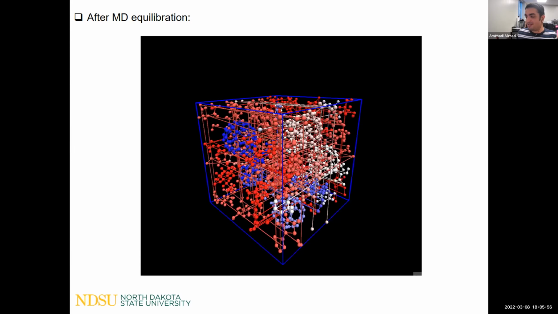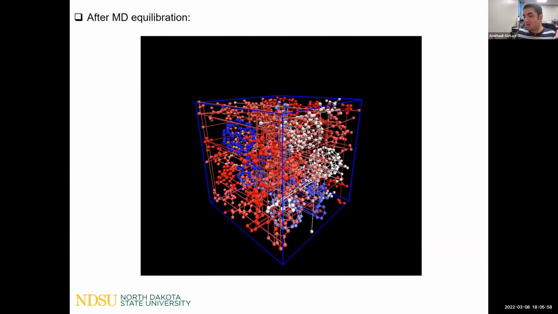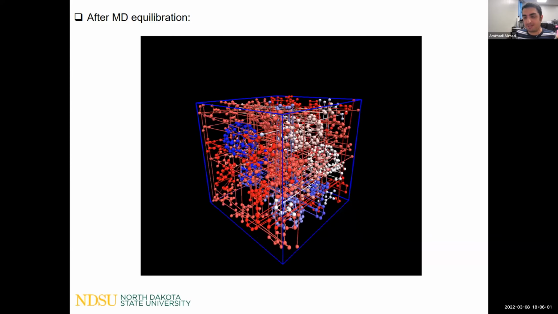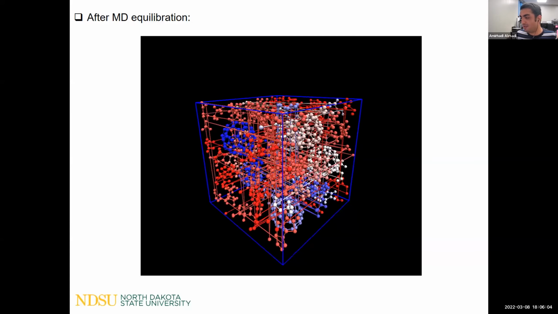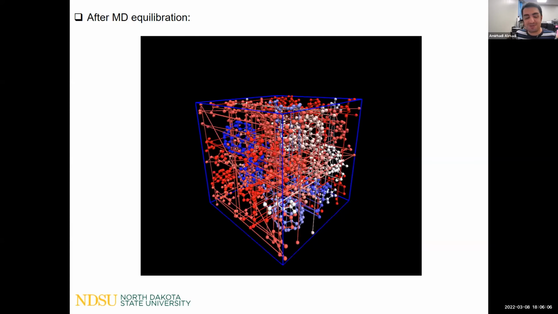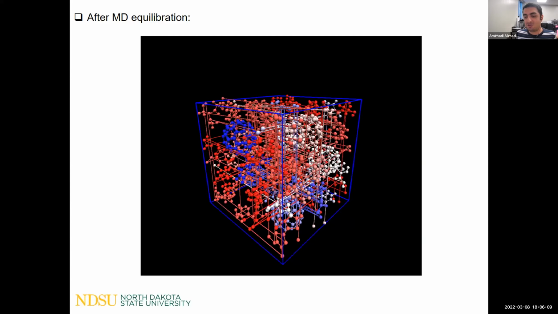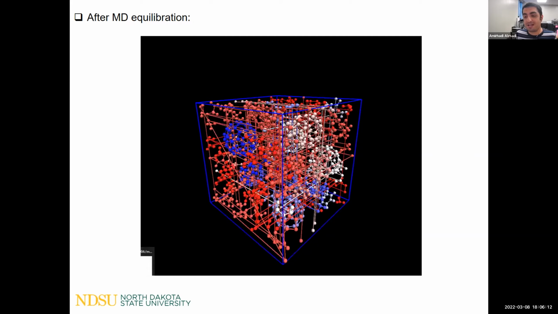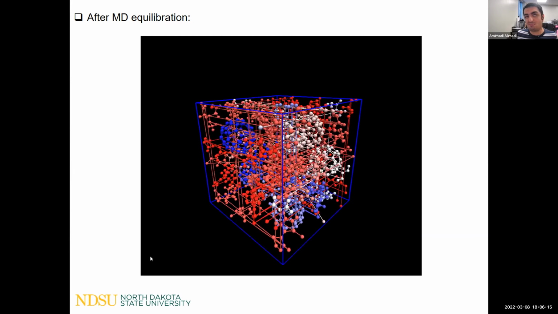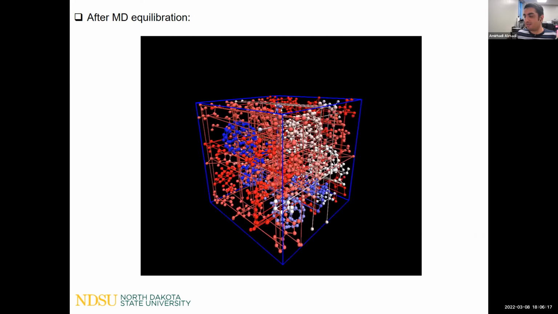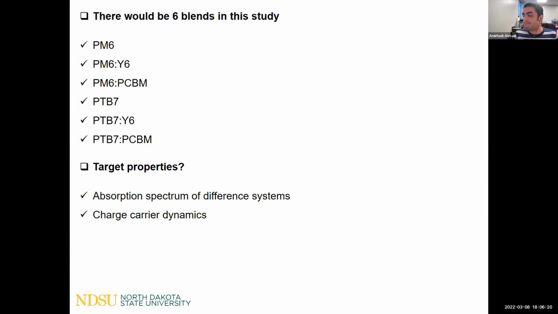So this is something that, actually, I already converted to the POSCAR and we are running on Cori to see if we can get to the ground state calculation. It's a pretty large system, maybe around 1500 atoms and 2.2 nanometer box size, I think. And yeah, so we have 2 polymers, M6 and PTB7. So we are running first pure polymers, and also the combination of those polymers with Y6 and PCBM.